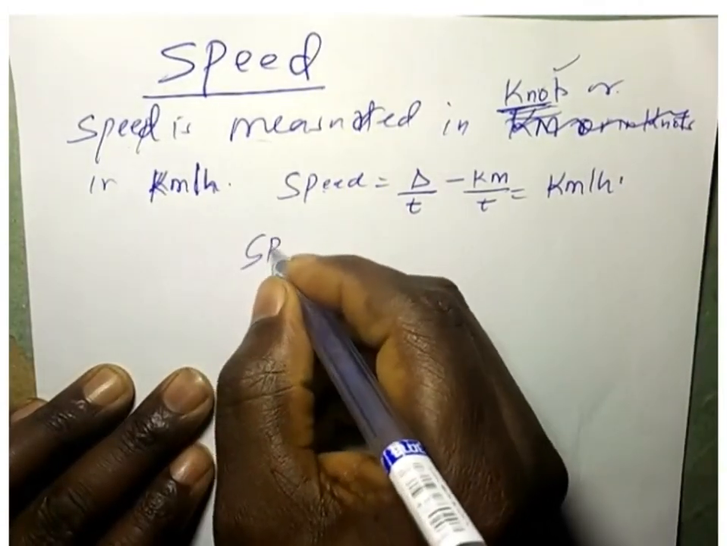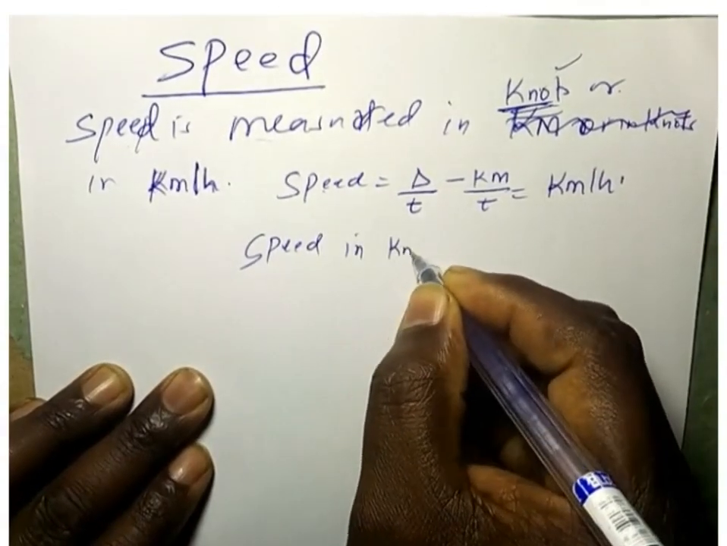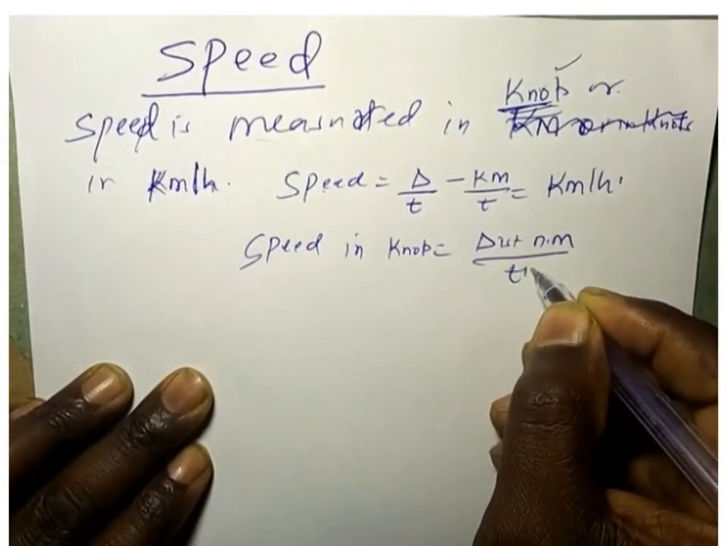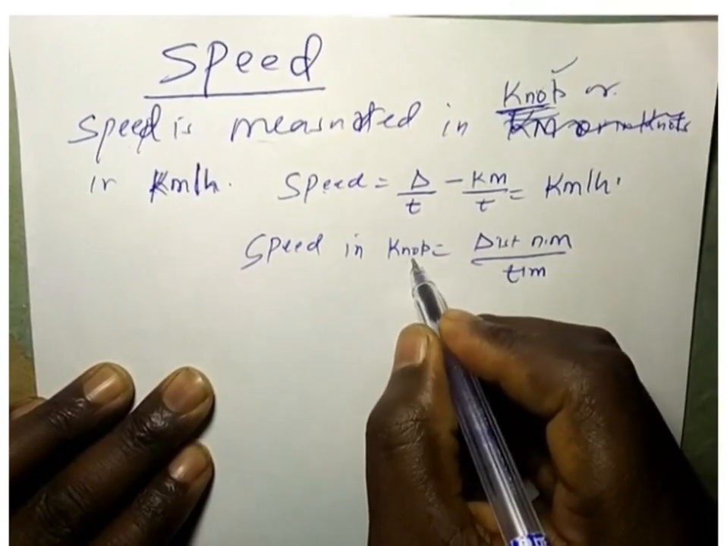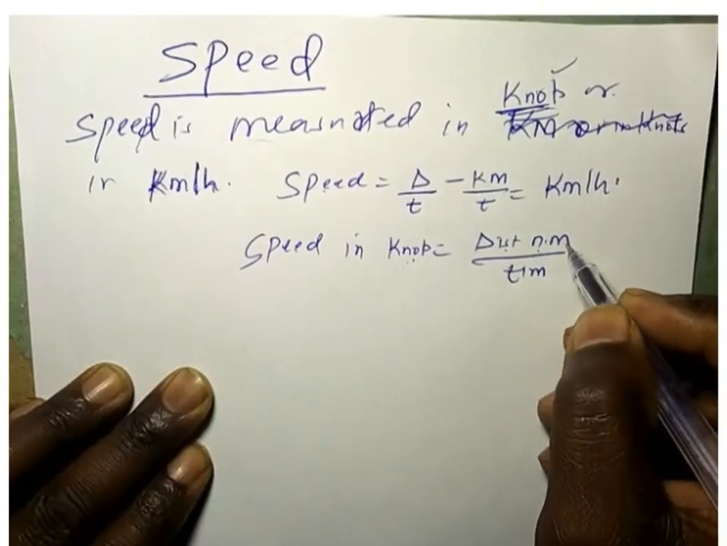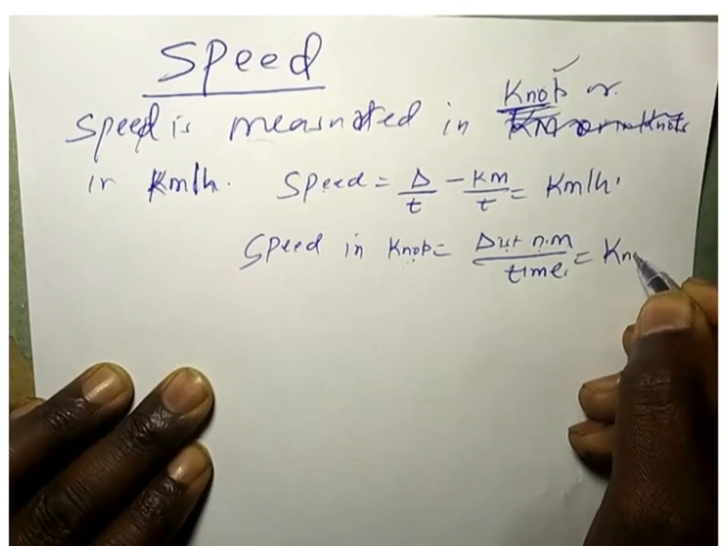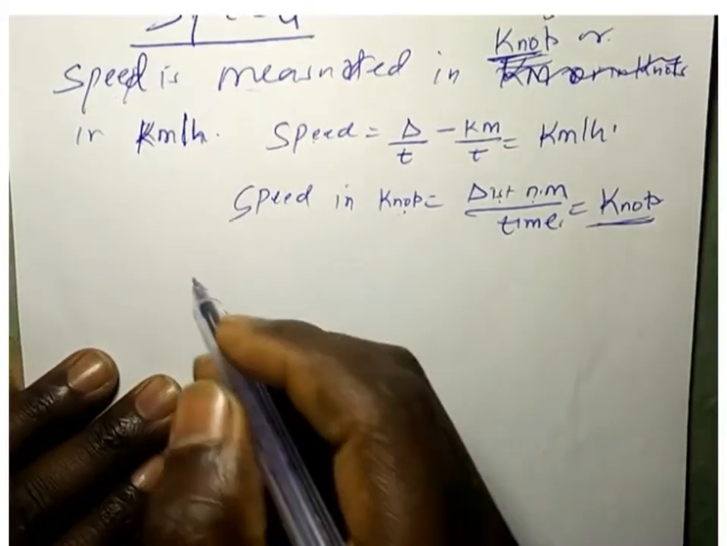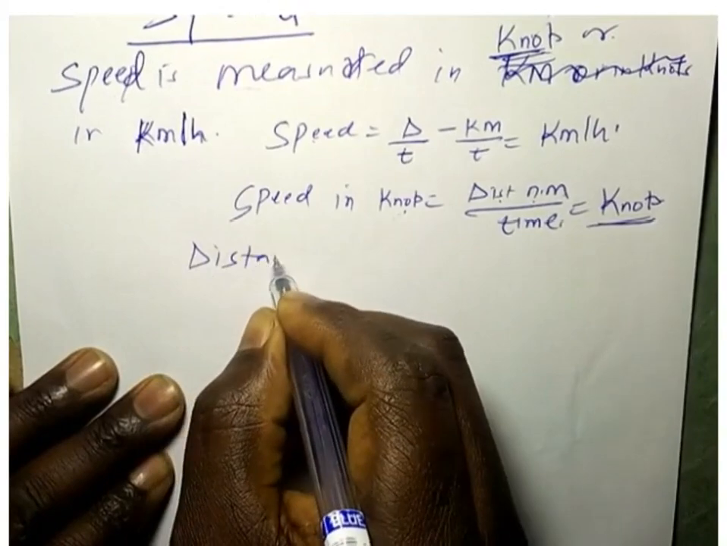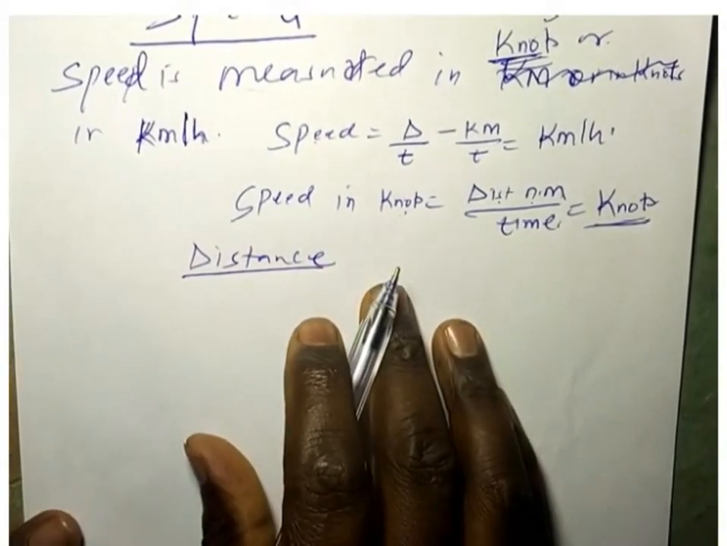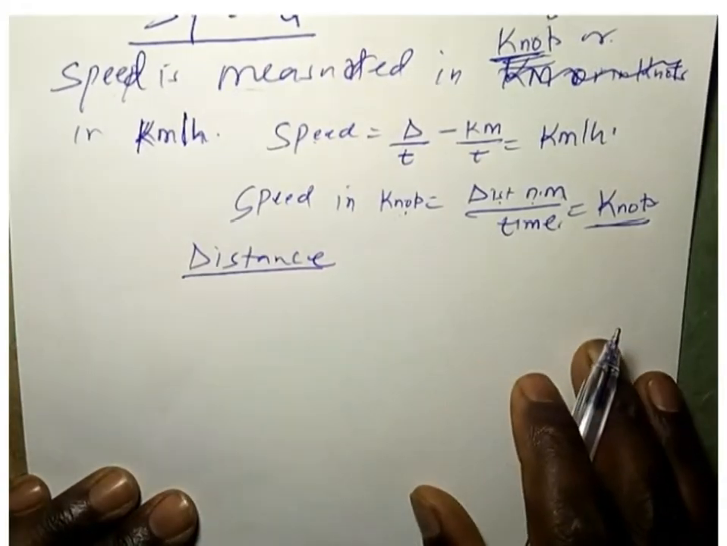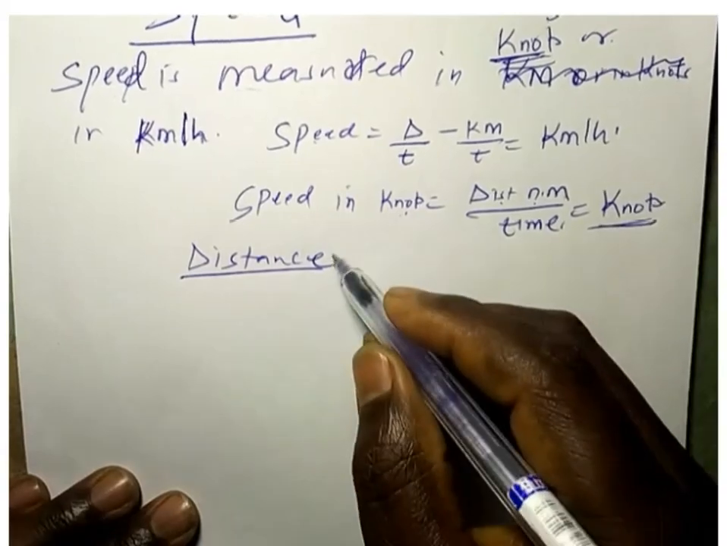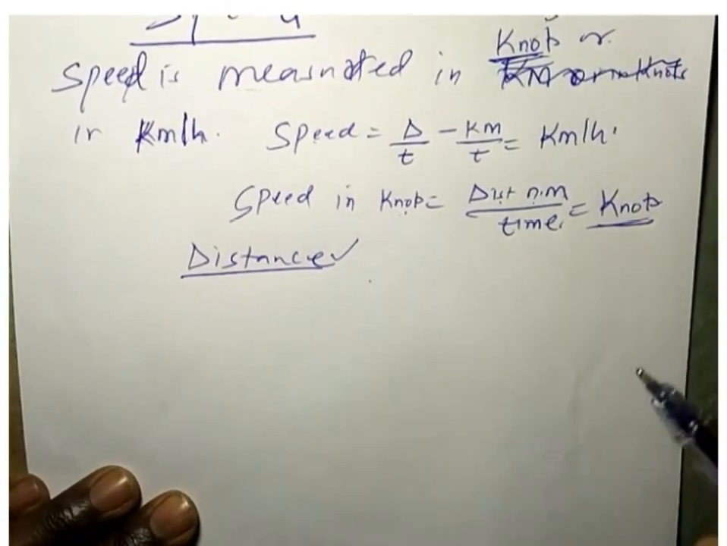So speed in knots is given by the distance in nautical miles divided by time. So to get the speed in knots, you must have distance in nautical miles and then divide by time to get the answer in knots. That is the only thing you need to know. So for us to get the speed, first we must calculate the distance. We have learned how to calculate the distance. So it is your duty to identify whether the distance you are being asked is along the great circle or a small circle. And then once you get the distance, you divide by the time you are given, you get the speed.